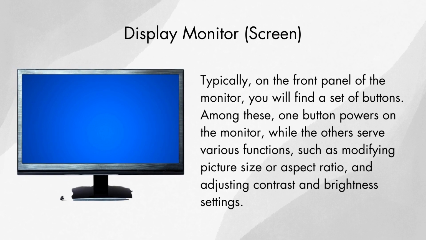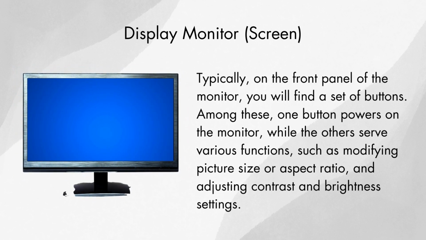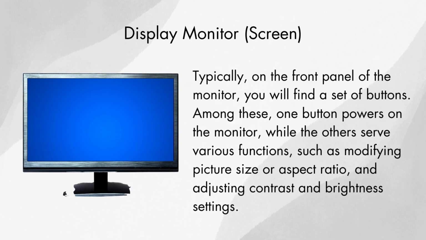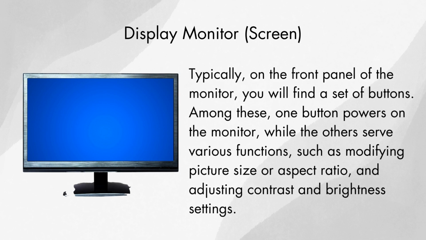Typically, on the front panel of the monitor, you will find a set of buttons. Among these, one button powers on the monitor, while the others serve various functions, such as modifying picture size or aspect ratio, and adjusting contrast and brightness settings.